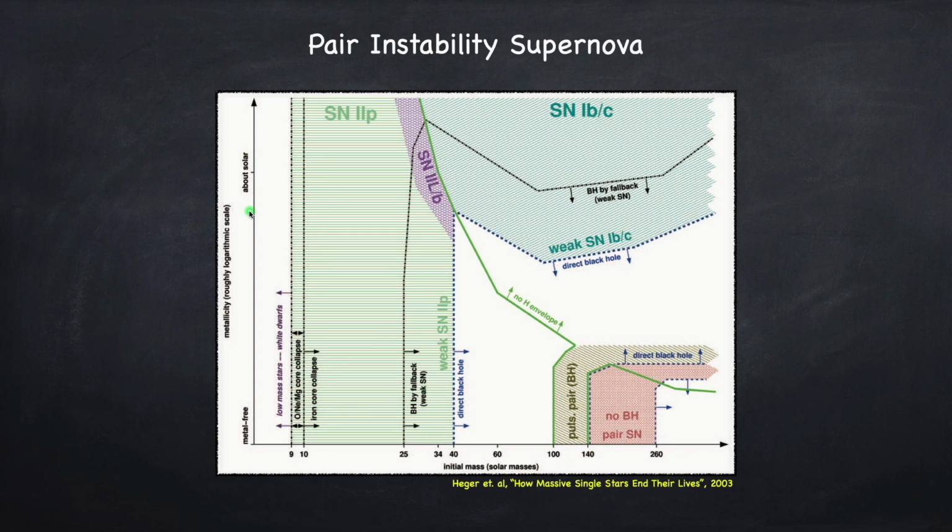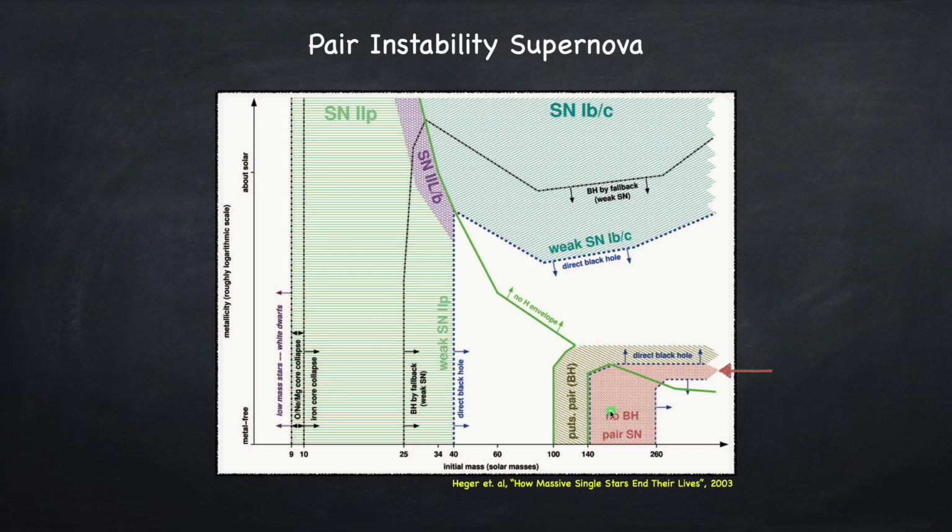At stars lower than 10 solar masses, we have a white dwarf. Then we have various different types of supernovae. This is not relevant to this video. These white areas here are not supernovae. Instead, we have direct collapse to a black hole. The area we care about is this area here in this sort of reddish-brownish color. As you can see, here we have a pair supernova and no black hole.